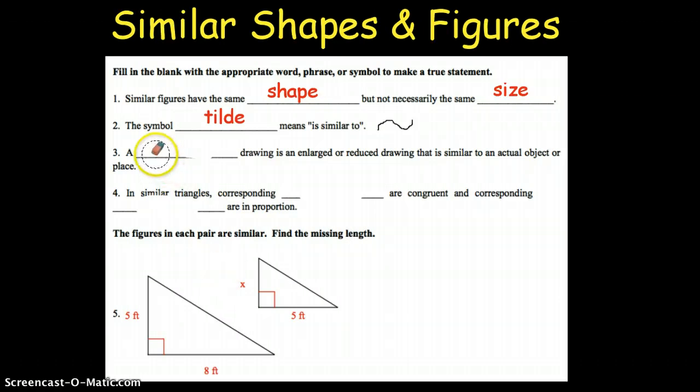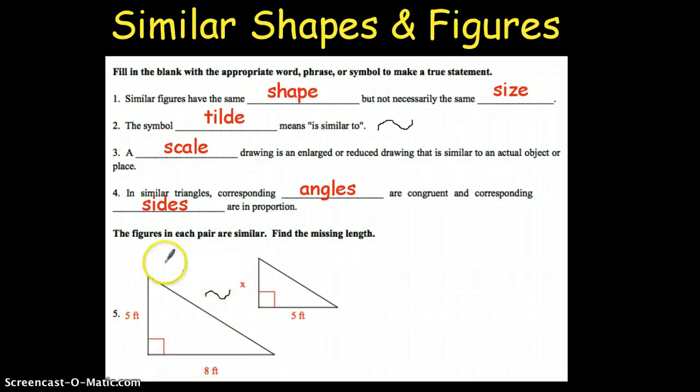Number three, a scale drawing is an enlarged or reduced drawing that is similar to an actual object or place. And in number four, in similar triangles, corresponding angles are congruent and corresponding sides are in proportion. And an example that holds true for that is this one right here, and number 5. So here we could literally draw a tilde between these two.